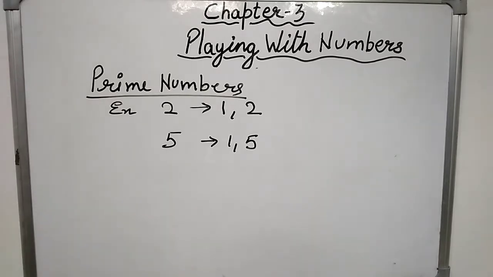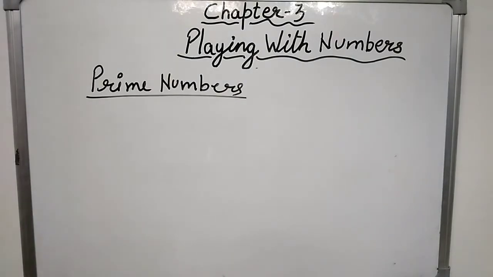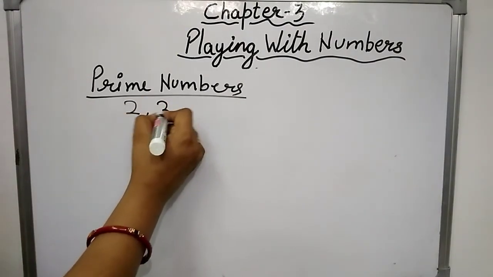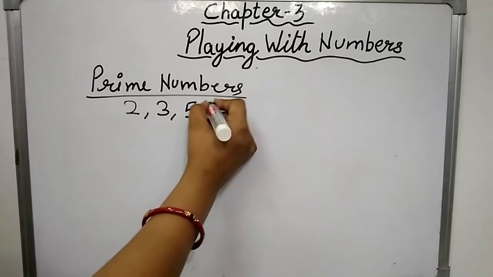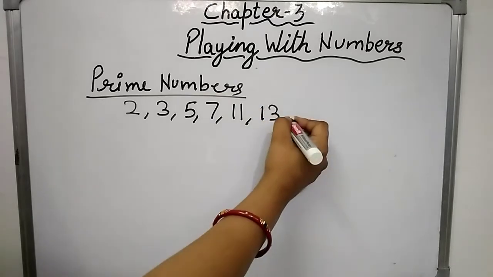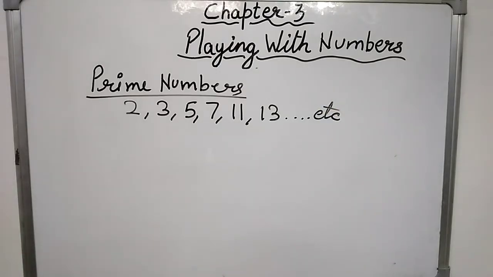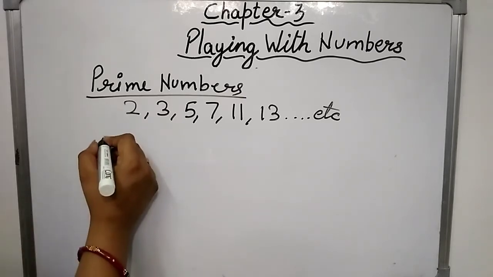So we have prime numbers as 2, 3, 5, 7, 11, 13 and so on. We can find prime numbers up to infinity. 2 is the smallest prime number. Moving on.